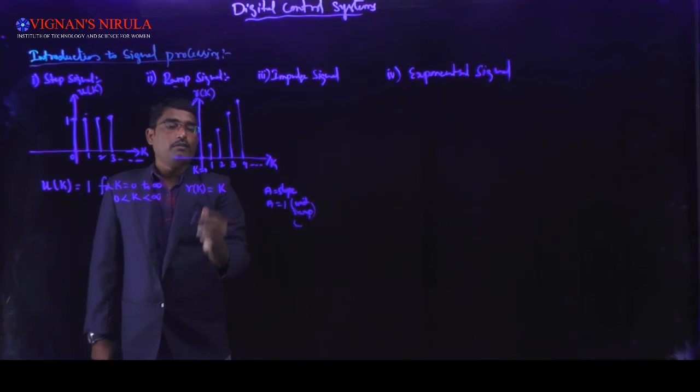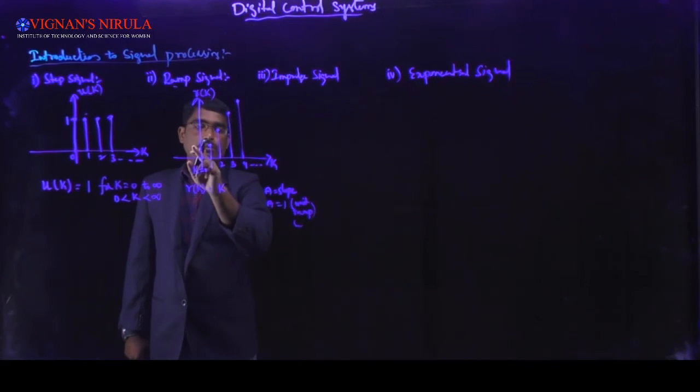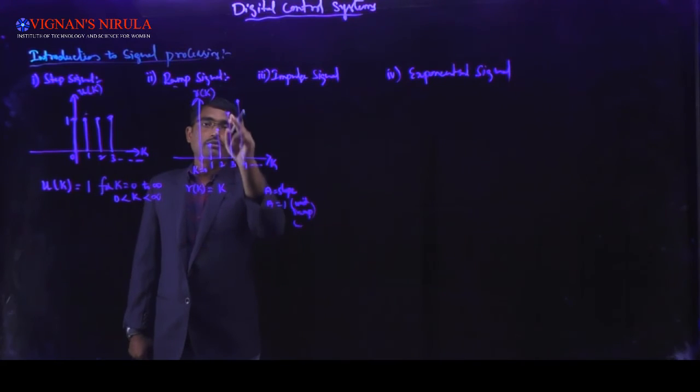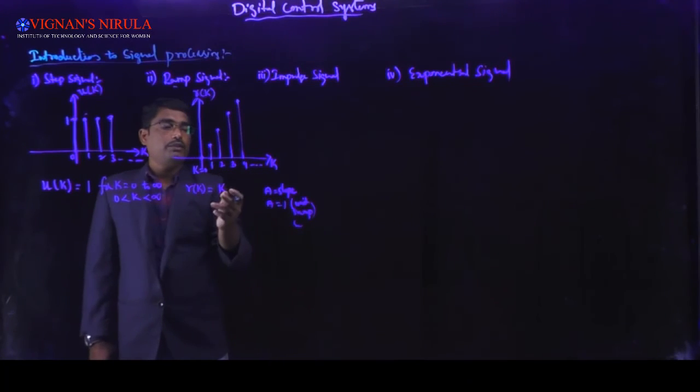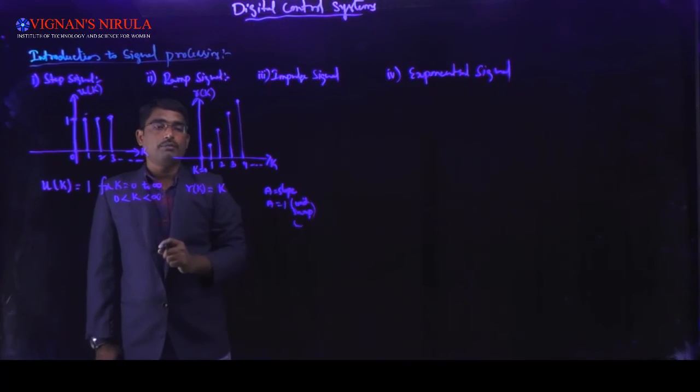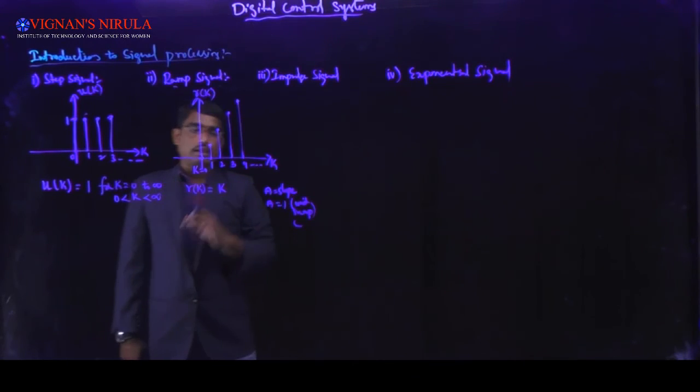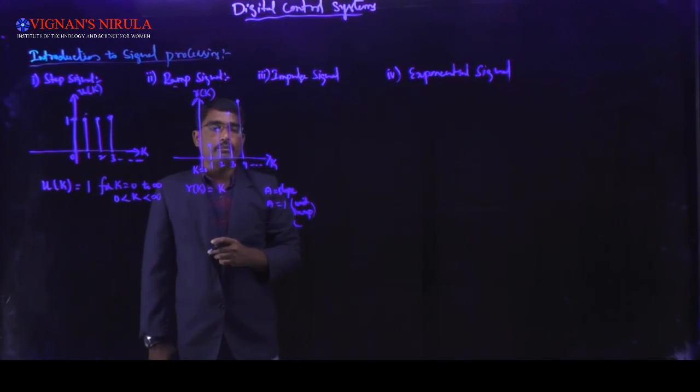So for k equals 1, it will have some amplitude. For k equals 2, some amplitude. For k equals 3, some amplitude. So R of k equals ak. Now in ak, a equals 1, since it is a unit ramp signal and the slope will be 1. If the slope is 1, then it is said to be a unit ramp signal. If the slope is not equal to 1, it will be simply a ramp signal, ak.